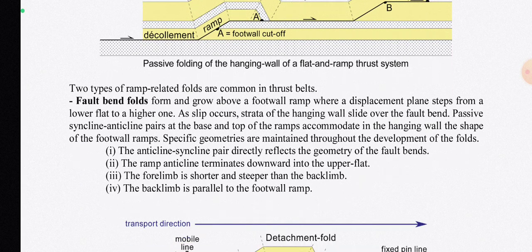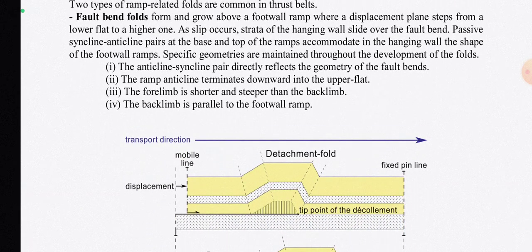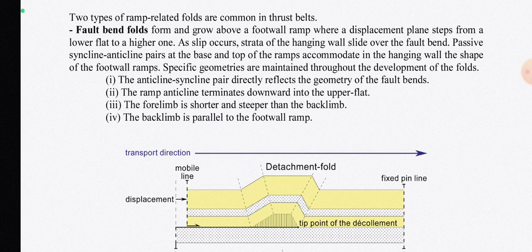Now, fault bend folds form and grow above a footwall ramp where a displacement plane steps from a lower flat to a higher one. As slip occurs, strata of the hanging wall slide over the fault bend. Passive syncline-anticline pairs at the base and top of the ramps accommodate in the hanging wall the shape of the footwall ramp. Specific geometries are maintained throughout the development of the folds. The anticline-syncline pair directly reflects the geometry of the fault bends.